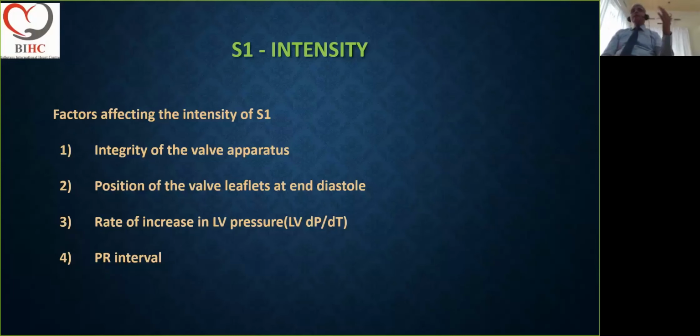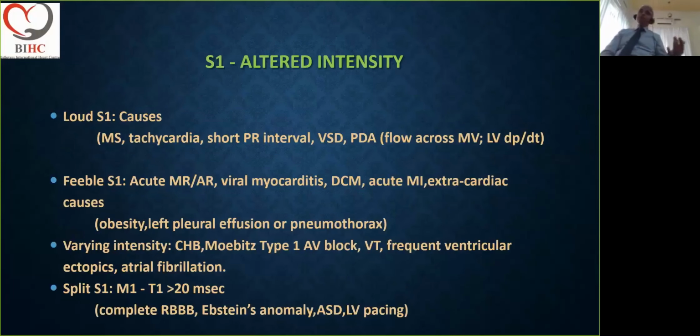So now let us actually translate this into clinical situations. The loud S1 could be due to mitral stenosis, tachycardia, short PR interval, high flow across the mitral valve as in a left to right shunt post tricuspid, or a brisk LV dP/dt.